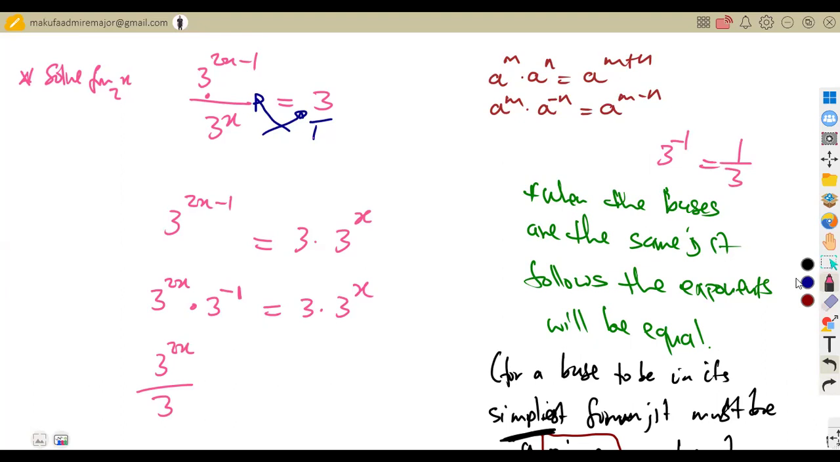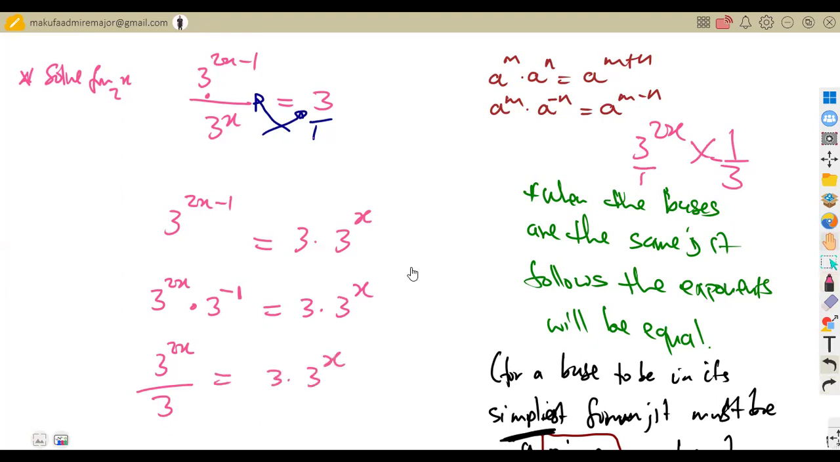If it is 1 over 3, what does it mean? It means we are multiplying 3 to the exponent of 2x, which is this one, times 1 over 3. So this will give us 3 to the exponent of 2x over 3. Remember the concept of numerator times numerator, denominator times the denominator. And this is equal to 3 times 3 to the exponent of x.